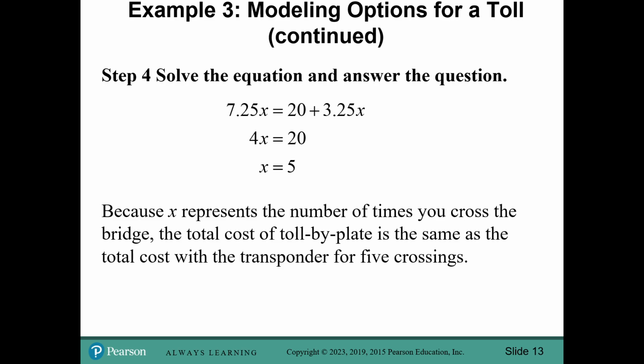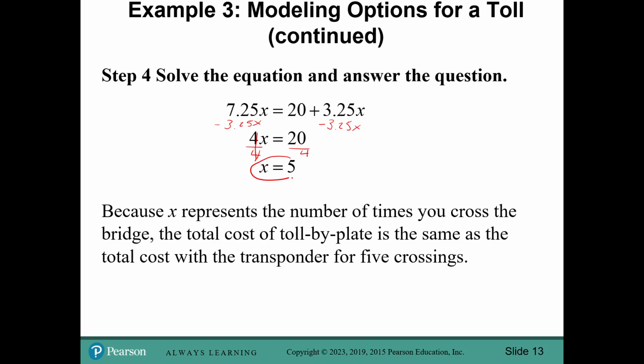So we've got 7.25x equals 20 plus 3.25x. First thing we want to do is get our x's together, right? So I'm going to subtract 3.25x from both sides. What we're going to get is 4x equals 20. Now, we need to get rid of that 4. We're multiplying here, so we're going to divide to get rid of it, so that the 4's will cancel out. 20 divided by 4 is 5.